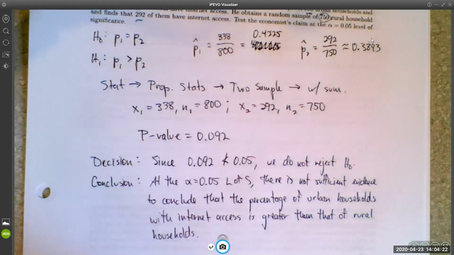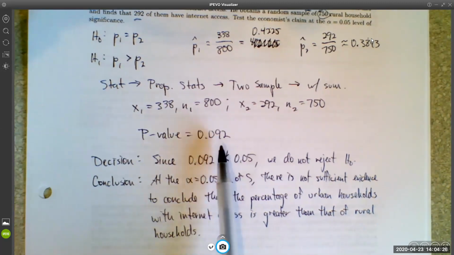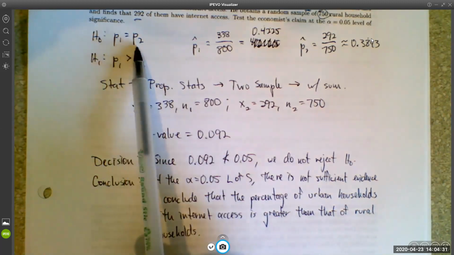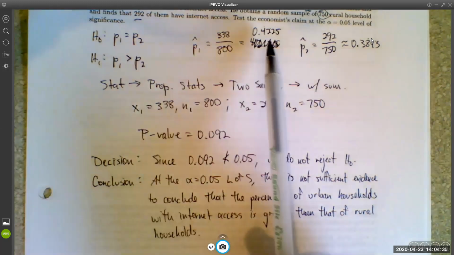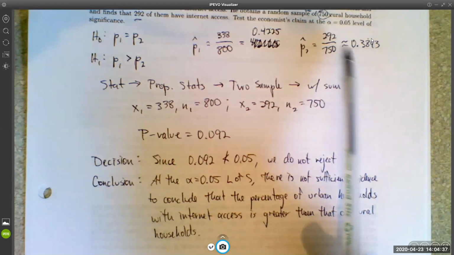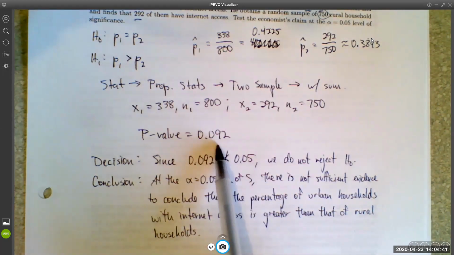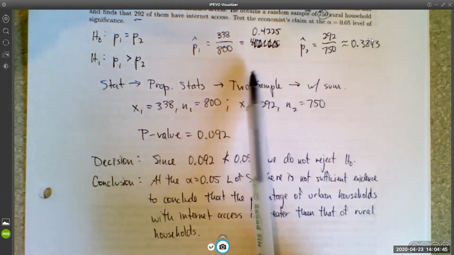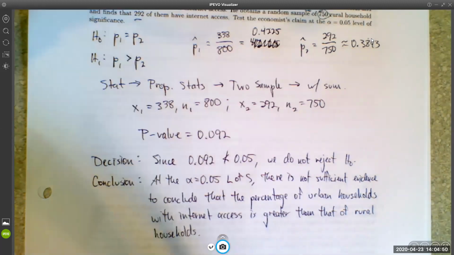Okay, and again, the p-value, right? What this means is that if we assume that the percentages are the same, then the probability that we would get sample statistics that differed by this much is about 9.2%. So there's a 9.2% chance that we would observe these sample statistics if the true proportions were equal to one another.